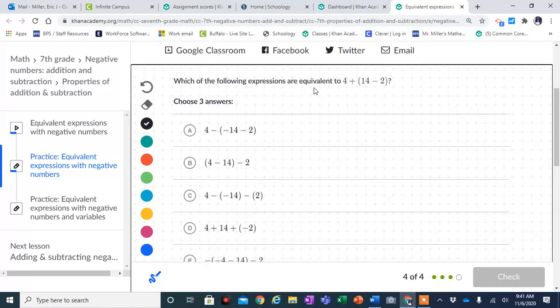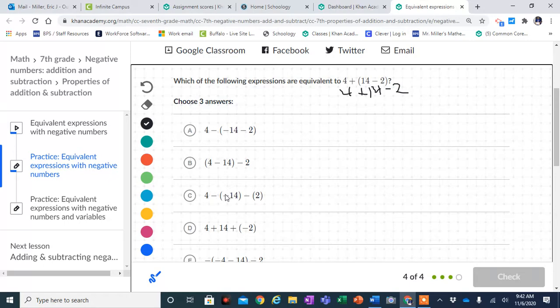All right, which of the following expressions are equivalent to 4 plus 14 minus 2? So again, a plus sign does not change anything here. That would stay the same, okay? So we have to look at our choices. If there's a negative sign, that makes both of these their opposites. So that means this minus would make this a positive 14, but then it would also make this a positive 2, and that's not positive 2. This would be 4 minus 14, but this would be 4 plus 14 minus 2, because a plus sign doesn't change anything.